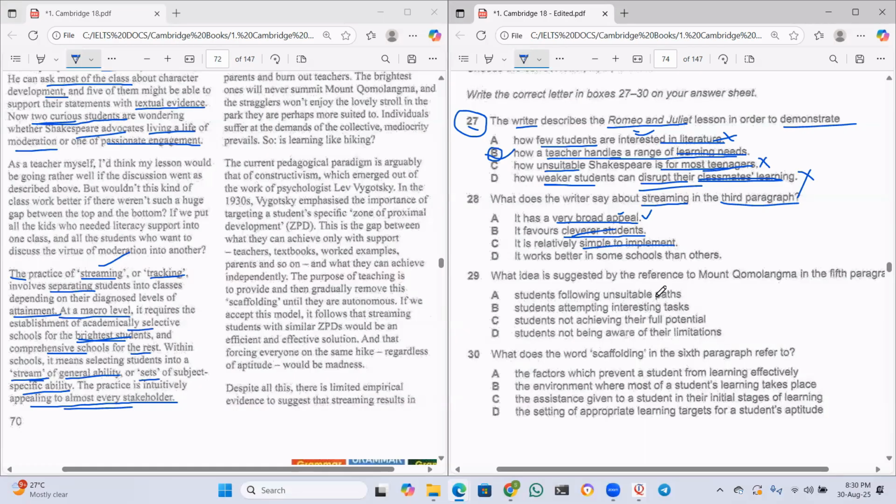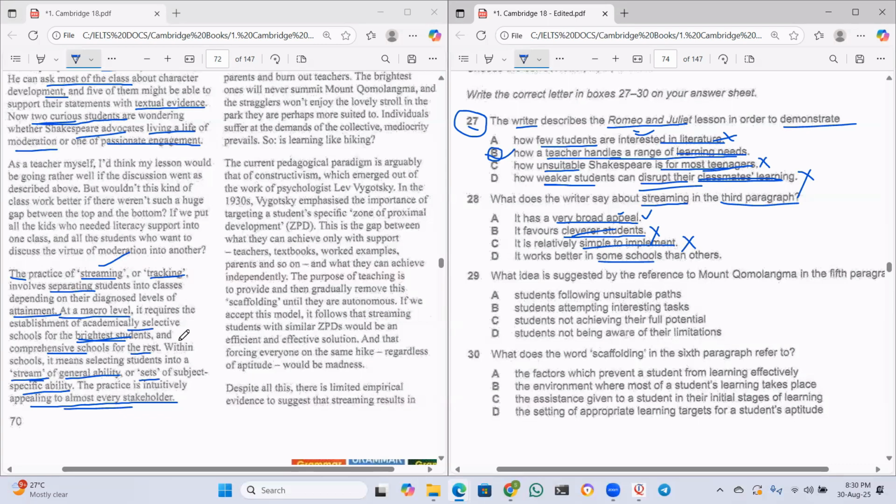Is it simple to implement? Did he talk about the simplicity or complexity of implementing this? No, he did not discuss this. So this is gone. B and C are gone. Next, it works better in some schools than others. Works better in some schools.